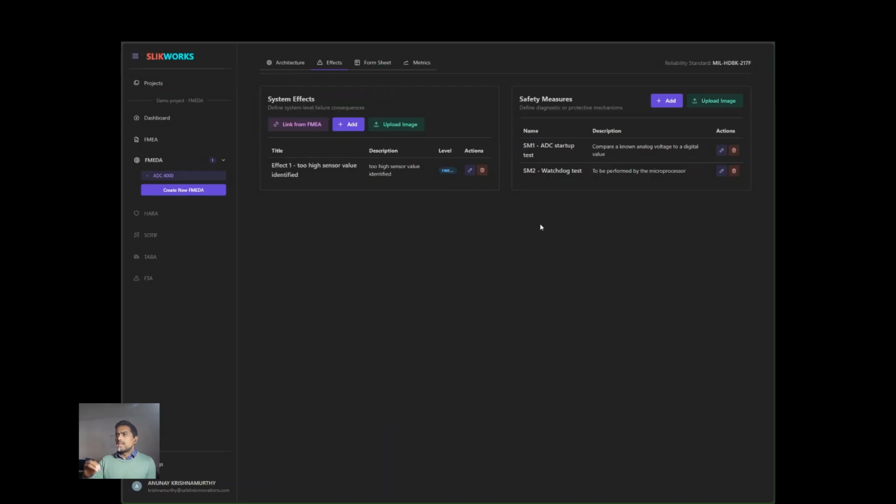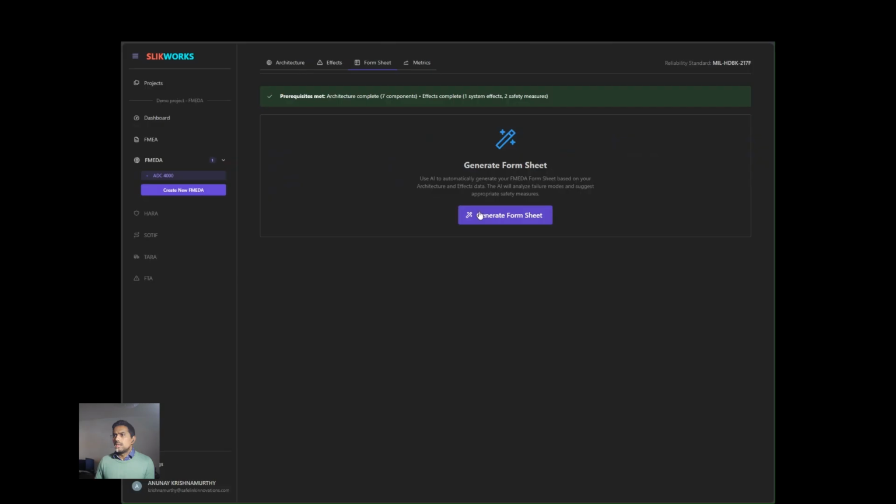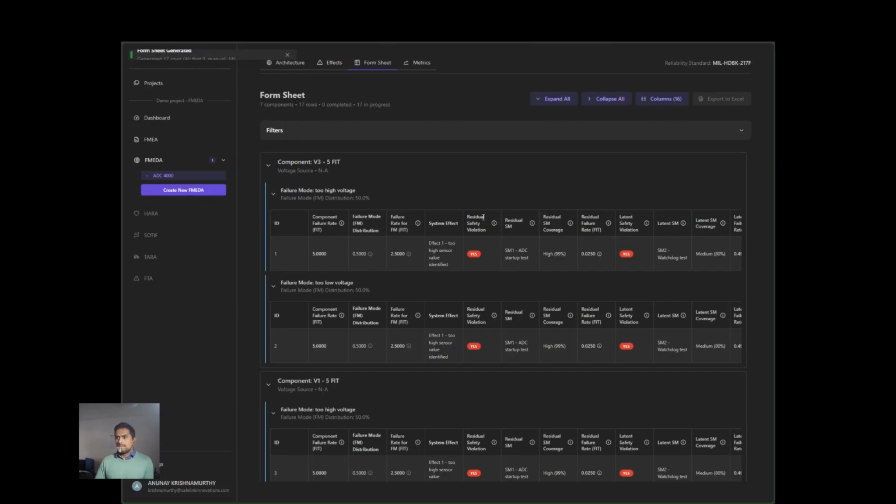So now that we have the effects and the measures, we can go to generating the FMEDA sheet. The sheet is generated. By default, all these components are available. I'm going to walk through what each of this means.